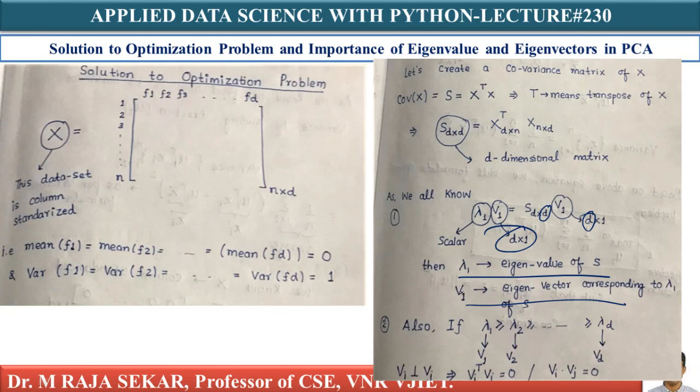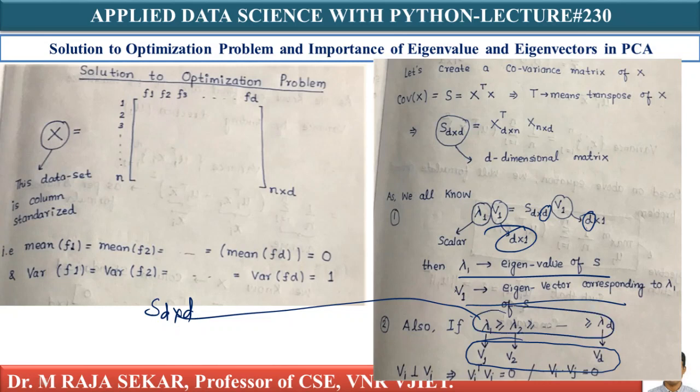As I told you, you can arrange all these eigenvalues: lambda 1 is greater than or equal to lambda 2, greater than or equal to lambda 3, and so on, greater than or equal to lambda d. These are D eigenvalues of a matrix of size D cross D, S. Correspondingly, how many eigenvectors will you get? V1, V2, and so on, Vd. You have got D eigenvectors corresponding to D eigenvalues.